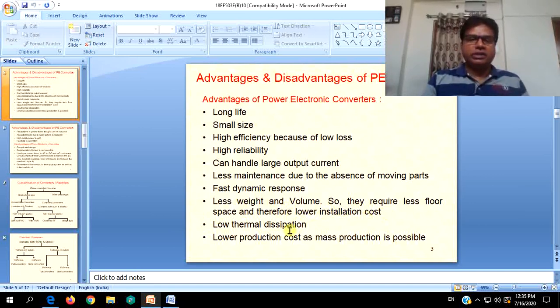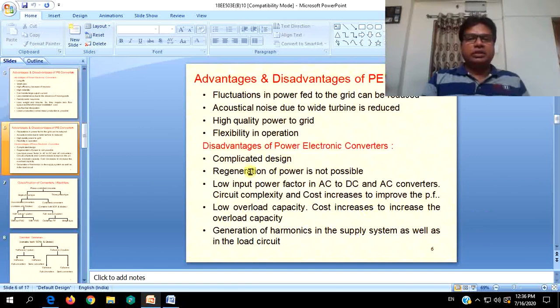Less weight and volume. Because of this, they require less floor space and therefore lower installation costs and other costs. Obviously, low thermal power dissipation, or the heat generated itself will be very less when compared to other electrical equipment. And also the thermal heat can be dissipated by using proper heat sinks. Lower production cost as mass production is possible. When it comes to production, it takes a lot of time and also mass production is not possible with the other electrical machinery, but our power electronic devices can be produced in mass, obviously. So production cost will become very less.